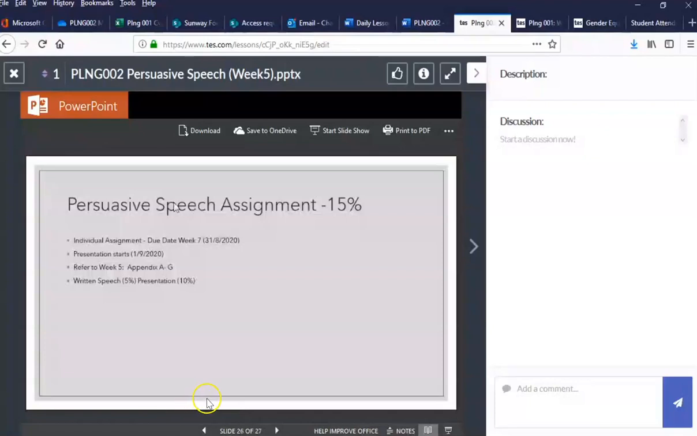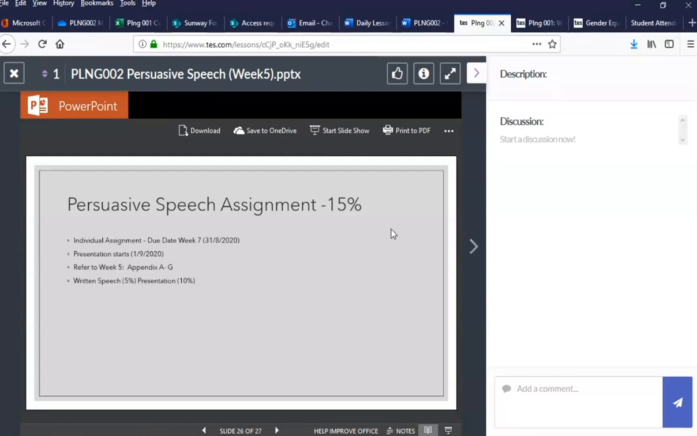In this assignment, you will be producing a persuasive speech. We call this the persuasive speech assignment. It is 15%, an individual assignment. The due date is in week 7, 31st of August 2020. We will start presentations on Tuesday, the 1st of September 2020.